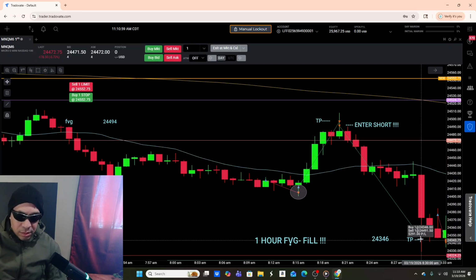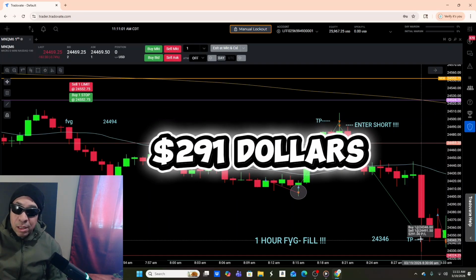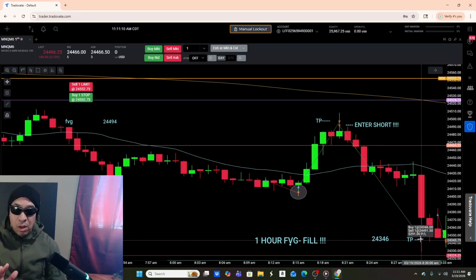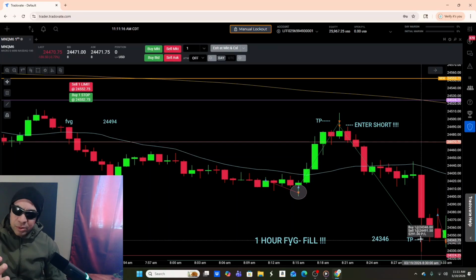$290. Again, not a lot of money, but just think about when I start copy trading this. If you can get 290, if you can get a 145 point move on just 1 micro, well, then just copy trade it over 10 accounts. Then that'll be $2,900. You understand what I'm saying?